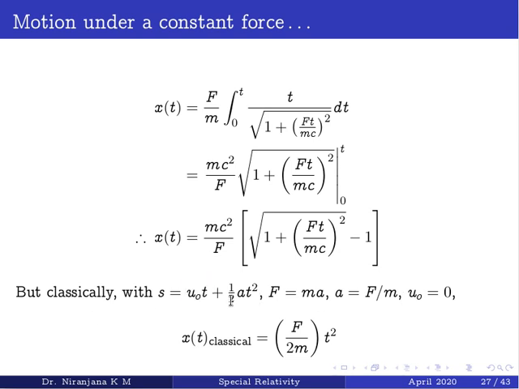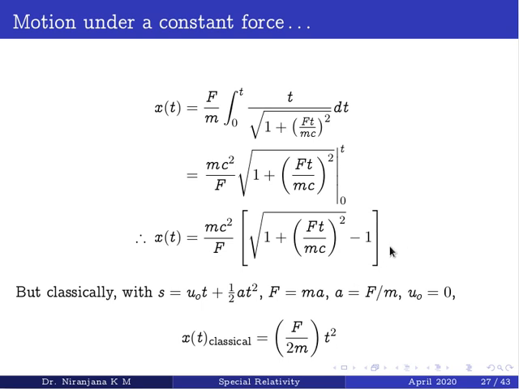Hence we will remove this first block, and we are left with only the second block, half at², and here you substitute a as F by m, and then you will get the position x as F by 2m into t². This is the classical answer for the position of the particle.